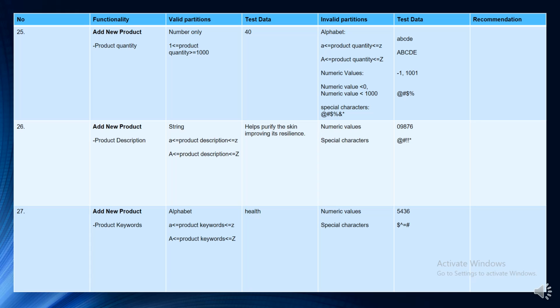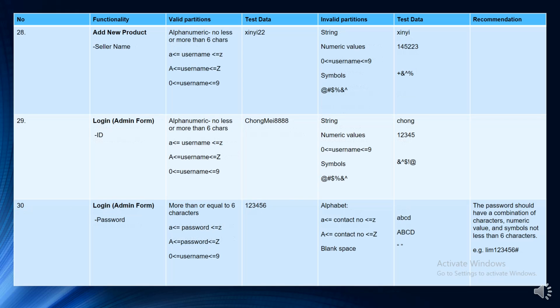For the product description, the data must be in a string value. Numeric values and special characters are an invalid partition. And the product keywords also must be in alphabet, for example, health. For the seller name, it must be alphanumeric and not less than 6 characters.